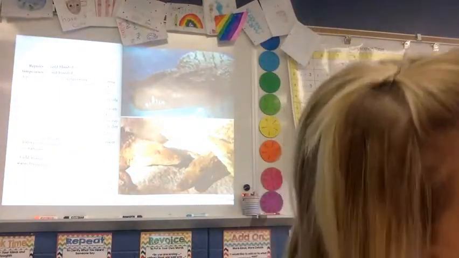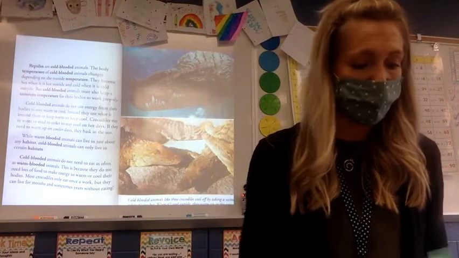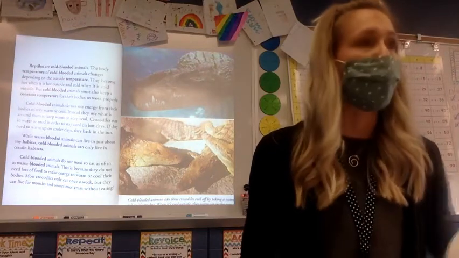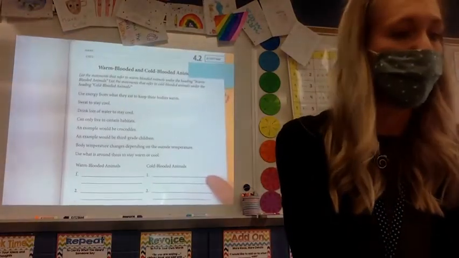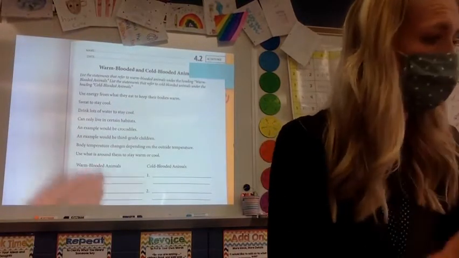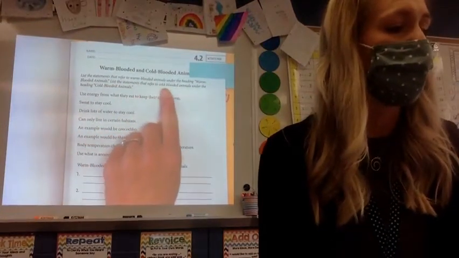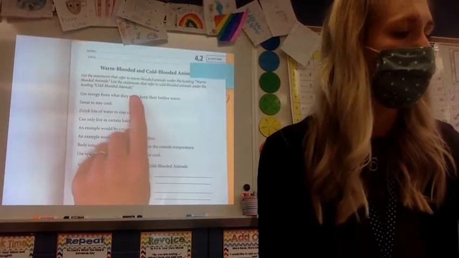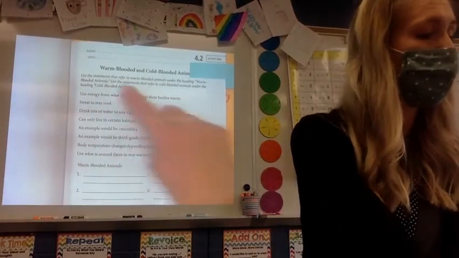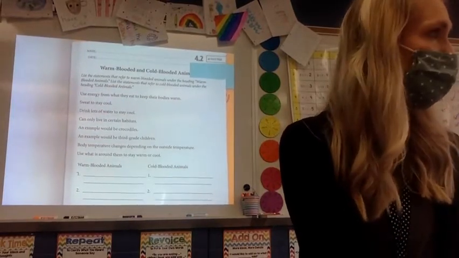When you are finished, you are going to be opening to page 41 in your activity notebook. It's going to look like this. You can use the book if you need to. It says list the statements that refer to warm-blooded under the heading warm-blooded animals. List the statements that refer to cold-blooded under cold-blooded animals. So there's statements right here. You're going to rewrite these where it belongs, okay?